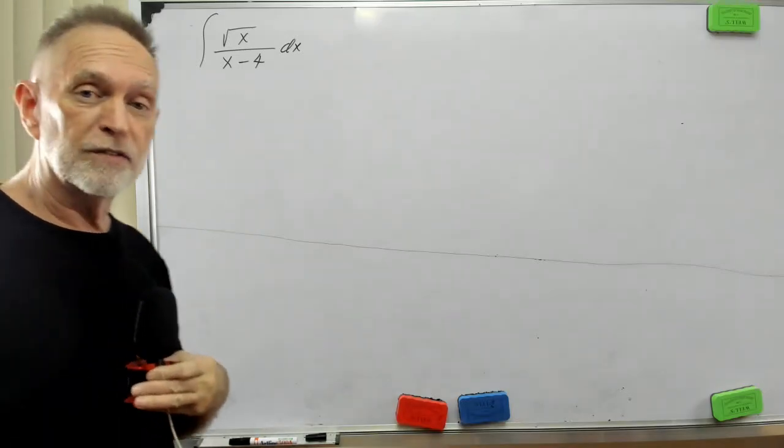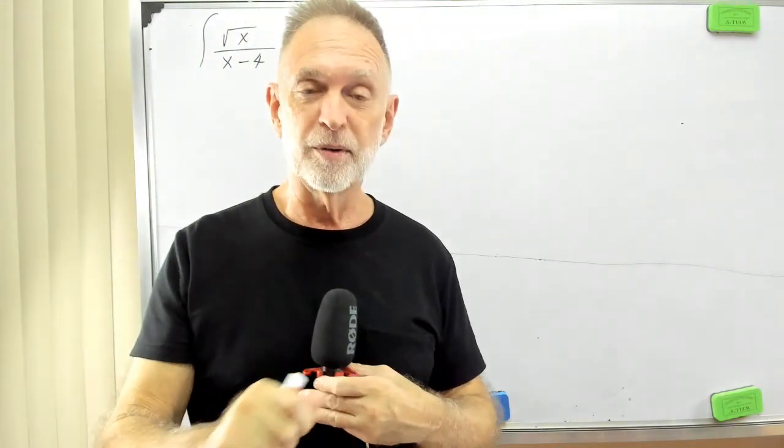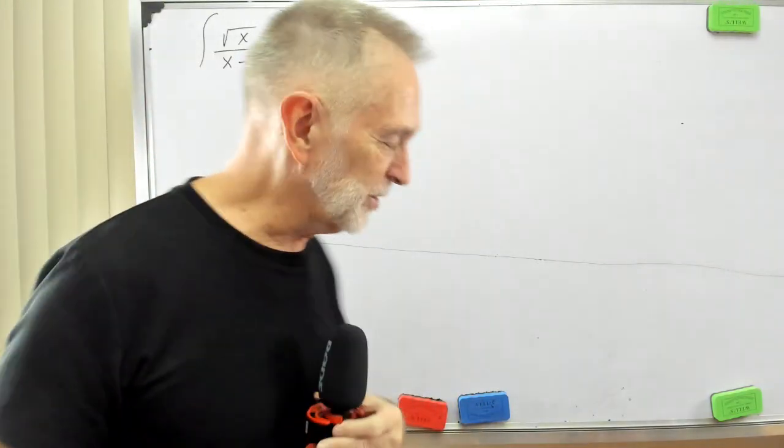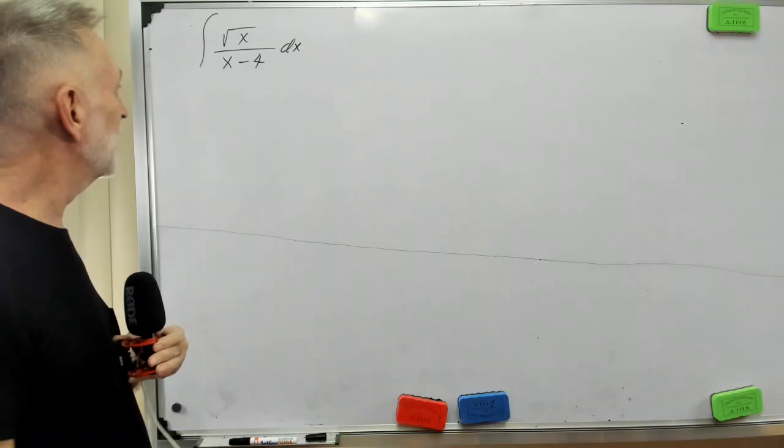Today we're working an integration problem: the integral of square root of x divided by x minus 4, with respect to x. Yeah, what do we do with that one? Okay, let's get after it.